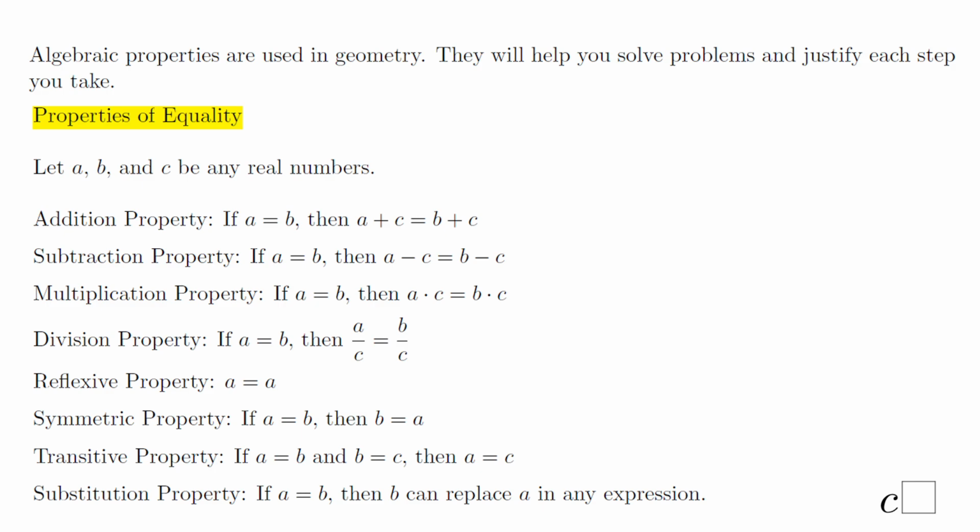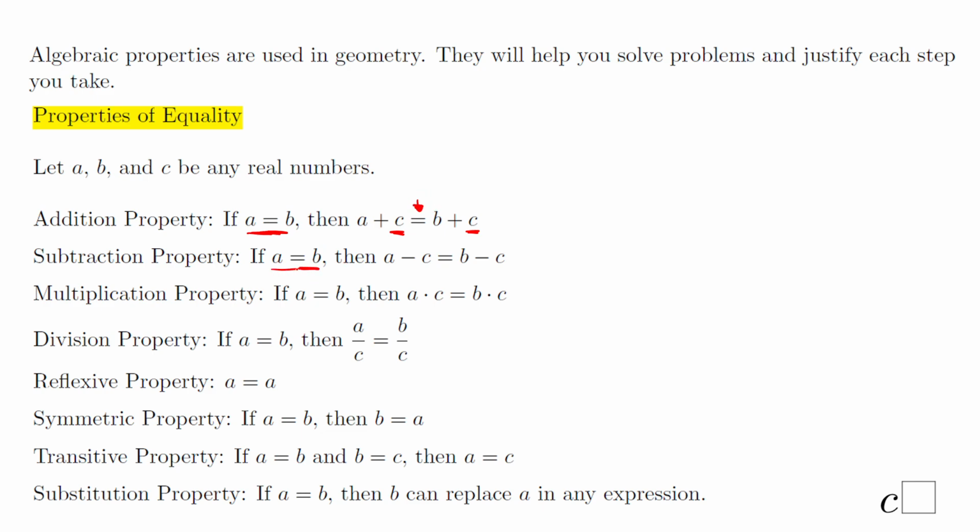We have here the first one, the addition property. If A equals B, and then I add the same quantity C on the left side and the right side of this algebraic expression A equals B, then the equality stays. This is the addition property.